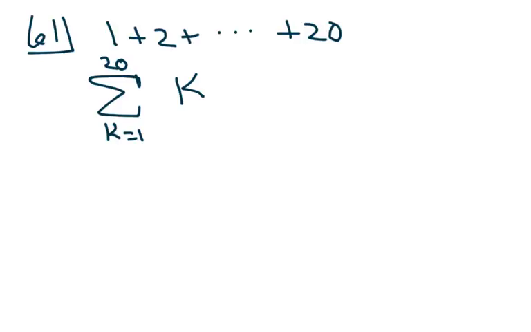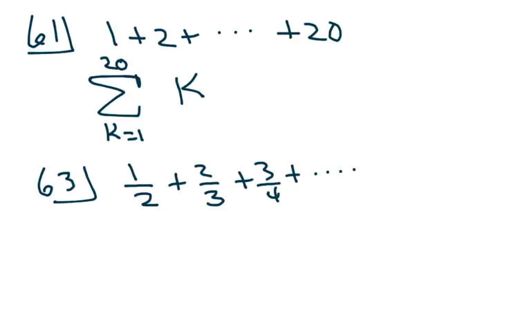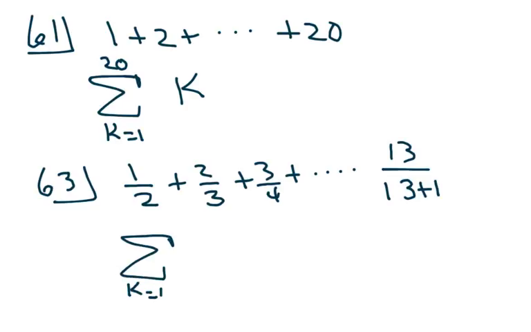All right, let's do a more interesting one. Let's do 63. So 63, we have 1/2 plus 2/3 plus 3/4 plus dot, dot, dot 13 over 13 plus 1. So it looks like it's very simple. All we're going to do is write k equals 1 to 13, and we're going to write n over n plus 1. You can clearly see it here. This actually could have been written just as what? 14. This is just 1 higher than this one. So I just added 1 higher than my n here.